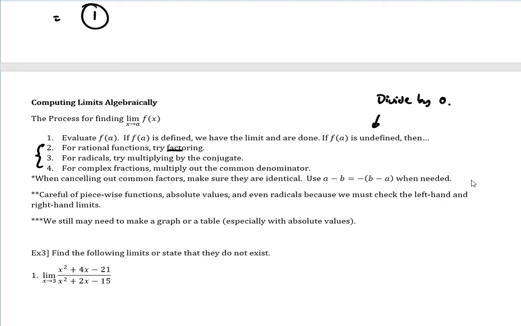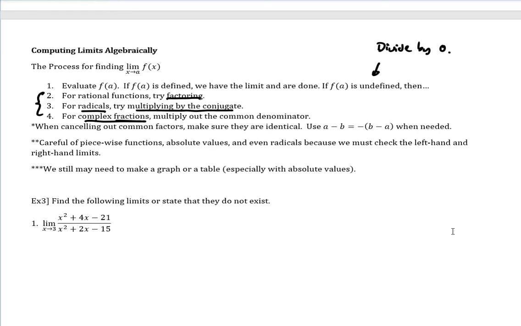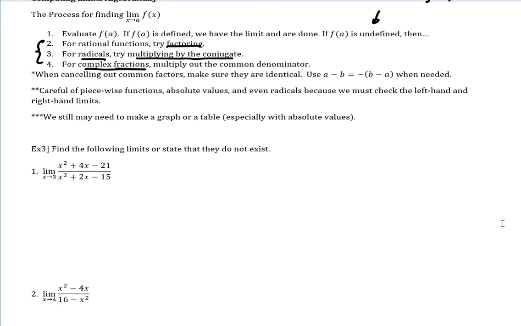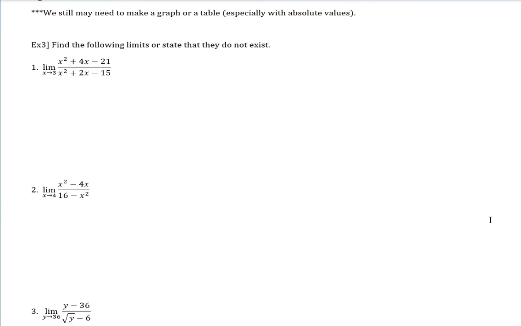So it just depends on the scenario. We either try factoring. If we have radicals, we'll try multiplying by the conjugate. If we have complex fractions, so that means fractions within fractions, we'll multiply by the common denominator. Okay, so those are the three cases that we see most often. And then we also have some little rules that can help us, where we could factor out the negative, or we also want to still consider left-hand side and right-hand side if it's a more complicated function. Okay, so anyway, let's see how we can do these problems.